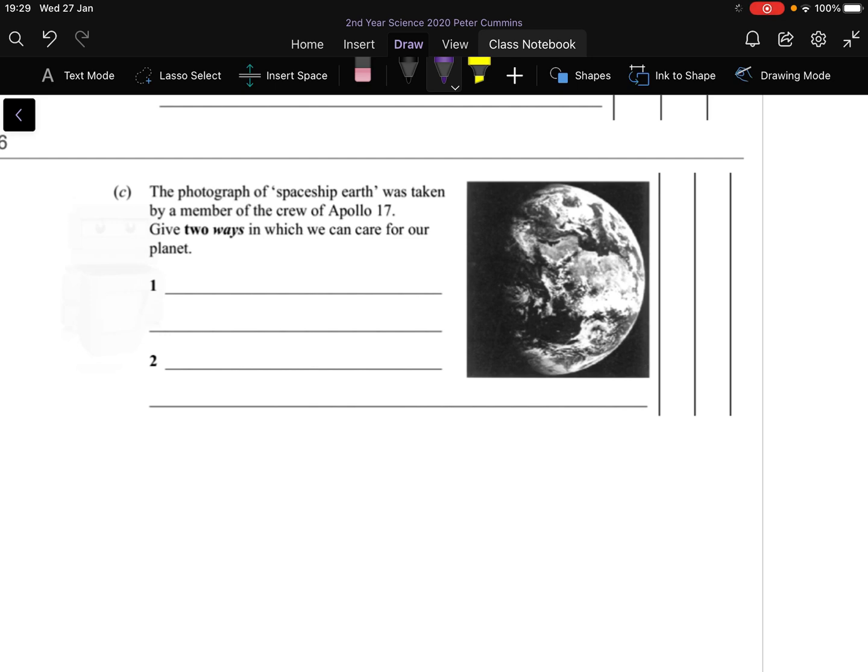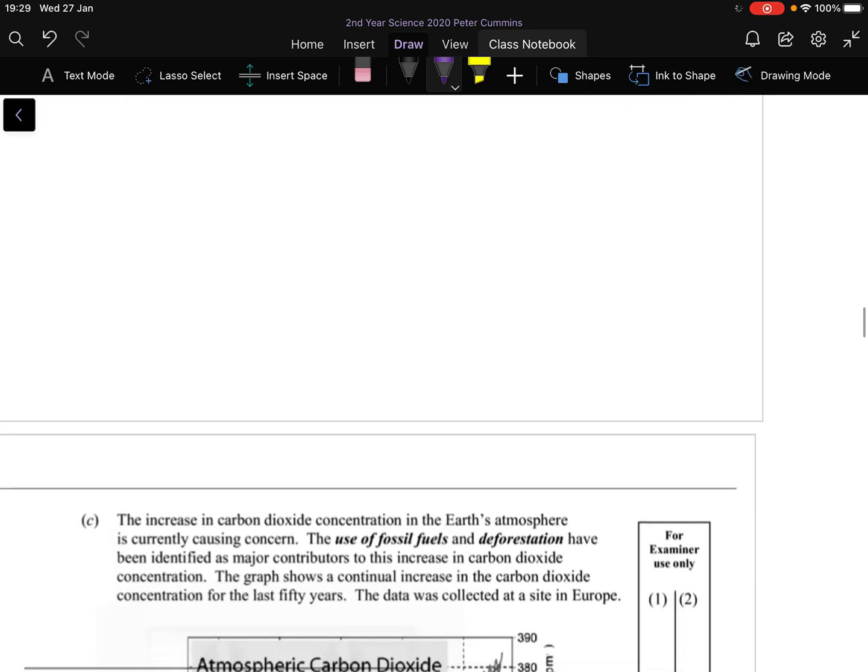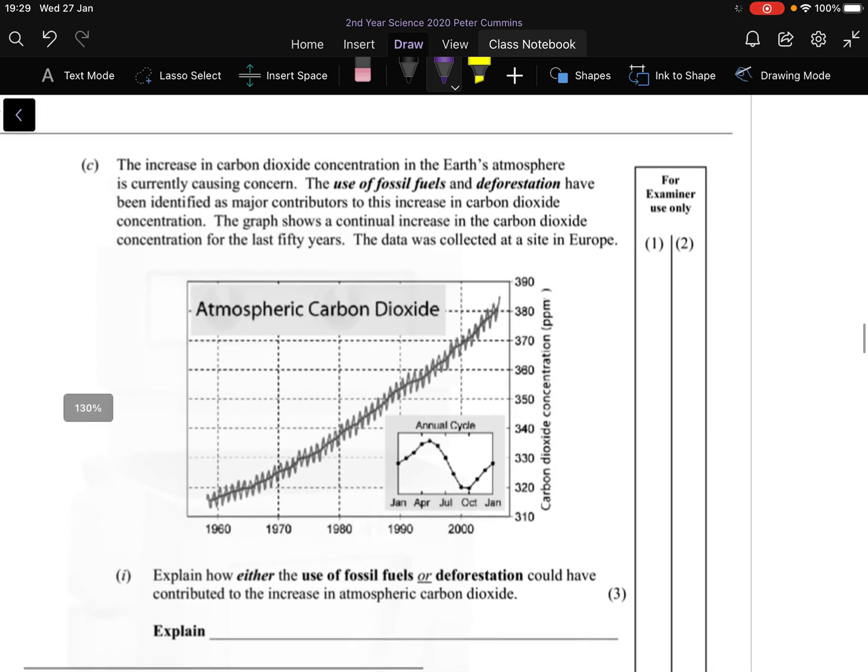Okay. This photograph of Earth was taken by a member of Apollo 17. Two ways in which we can care for our planet. Okay, same thing again. Go for the not burning of the fossil fuels, promoting green energy, keeping an eye on our carbon footprint, to reduce, reuse, recycle. Any two there. Keep it nice and simple. There's no point writing them out again for you.